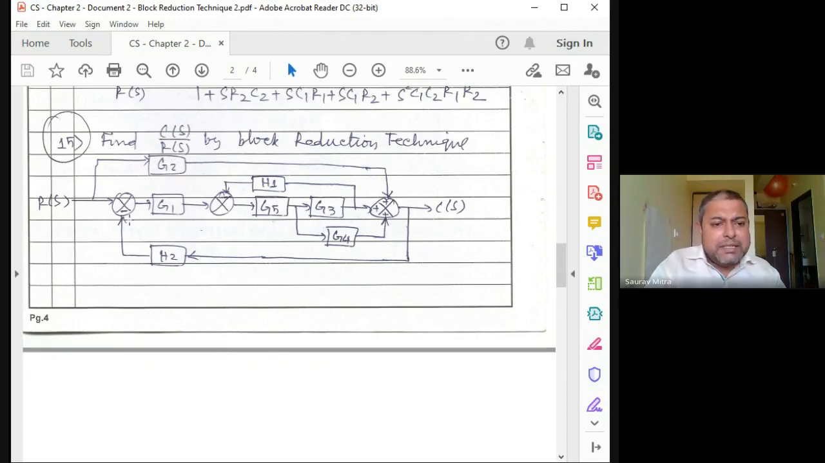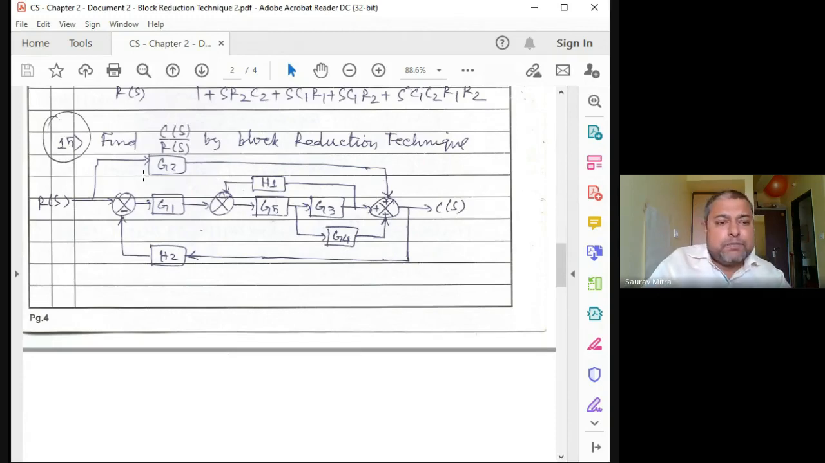So this is a forward path. This is another forward path, that is G1, G5, G3. There is another forward path, that is G1, G5, and G4. So there are actually 3 forward paths. If you are doing it by signal flow graph, it will be very easy. You'll find the block reduction technique a little difficult and cumbersome, the calculation becomes big. But the same numerical, if you are doing it by signal flow graph, will become easy.